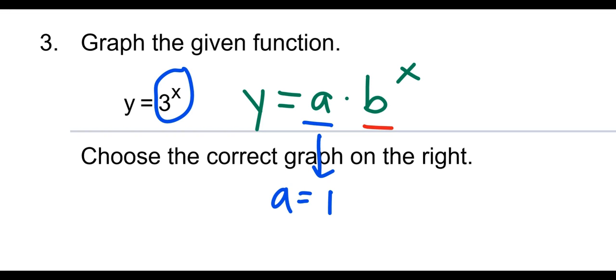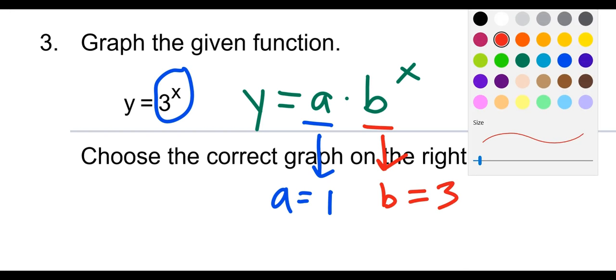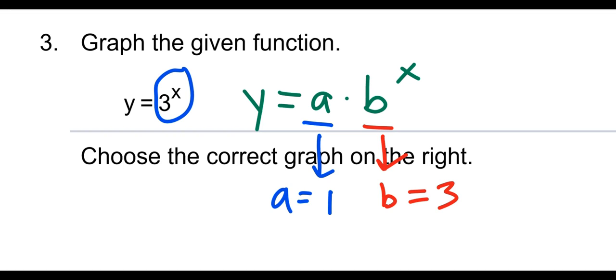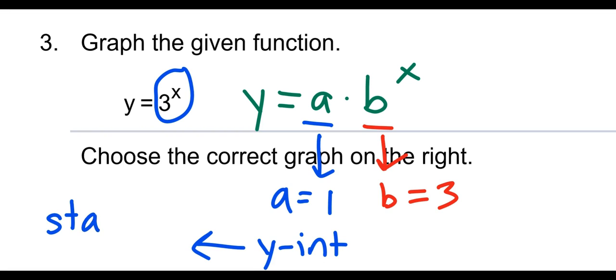Okay, so how about the value of b? 3. Now we said yesterday that the a value represented the y-intercept of the graph. We are going to be working on some story problems, and in every one of those story problems, this value is going to be the starting amount.